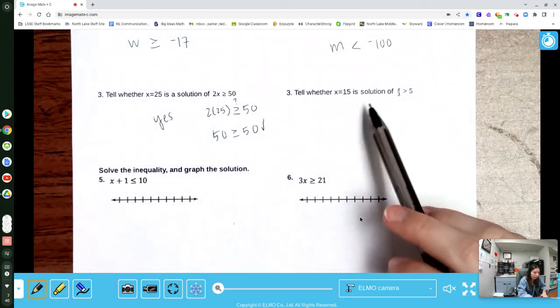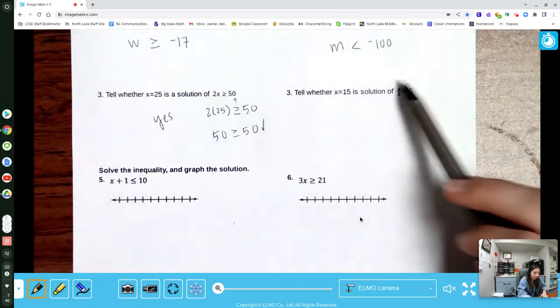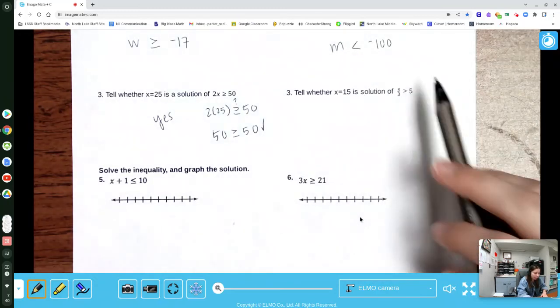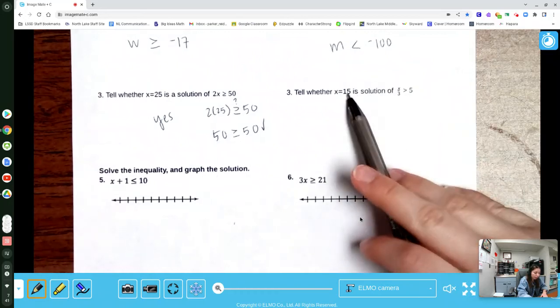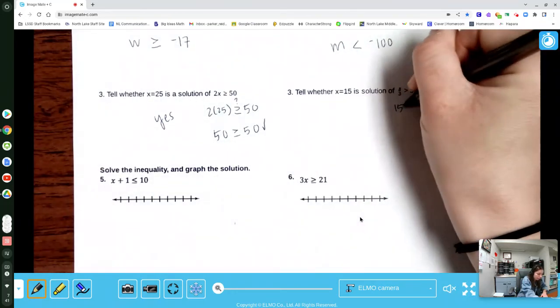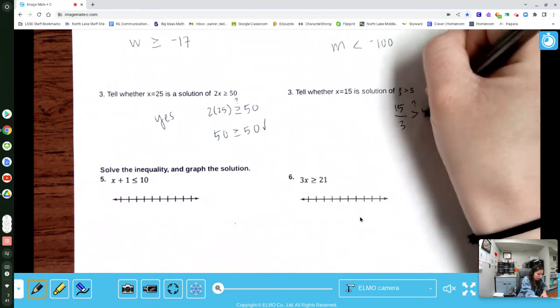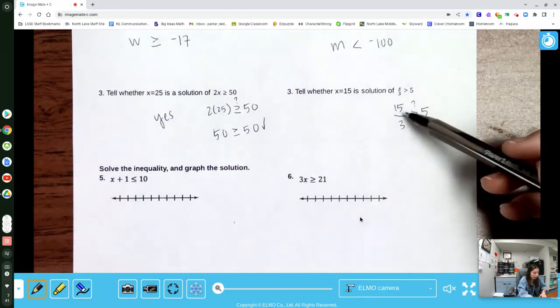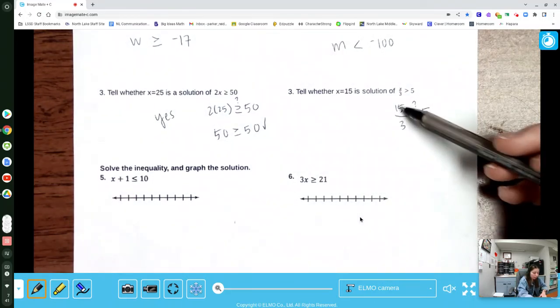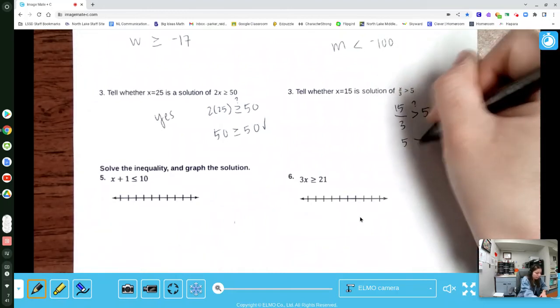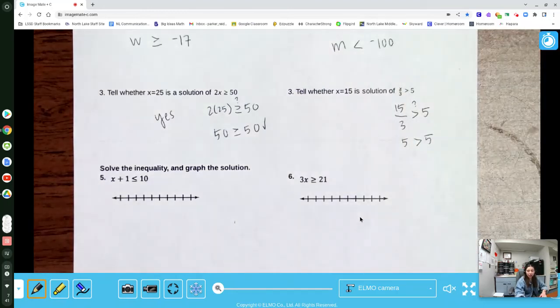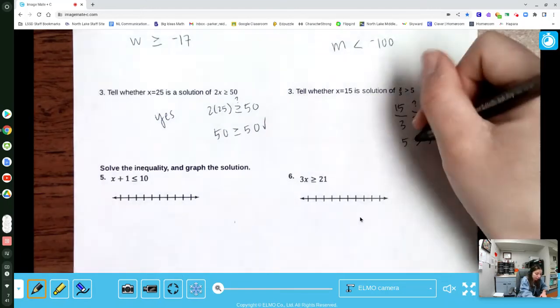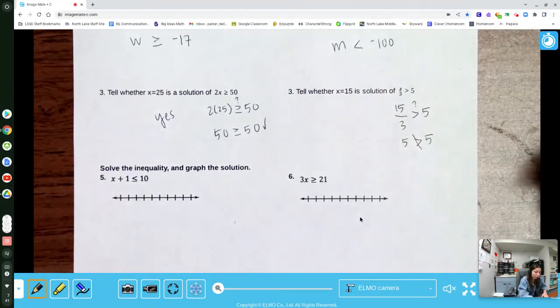Question 4, very similar. Tell whether x equals 15 is a solution of x over 3 is greater than 5. So again, I'm going to rewrite my inequality, replace my variable with my value. So replace x with 15. That way it says 15 over 3 is greater than 5. Again, I'm putting a question mark because I don't know yet. I have to decide. This fraction bar is just a different way to represent division. So this means 15 divided by 3, which is 5. So we get this statement that says 5 is greater than 5. That is not true. 5 is equal to 5, not greater than itself. So we're going to say no, this one is not a solution. If I change x into that value, I do not get a true statement or a true inequality.